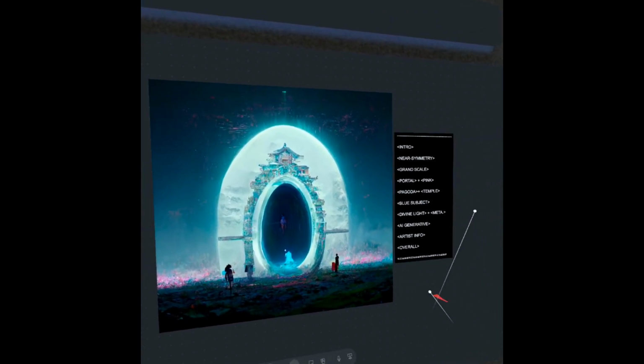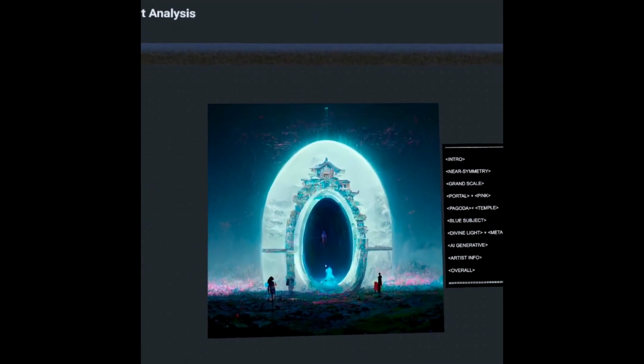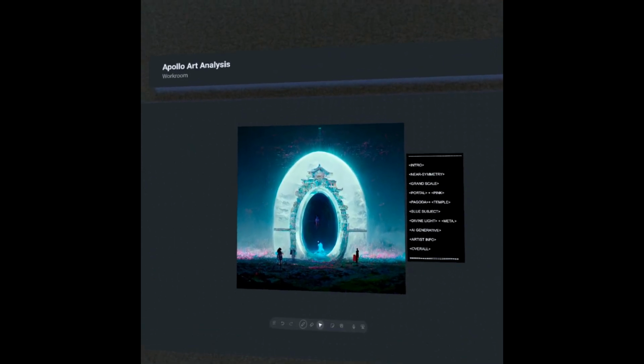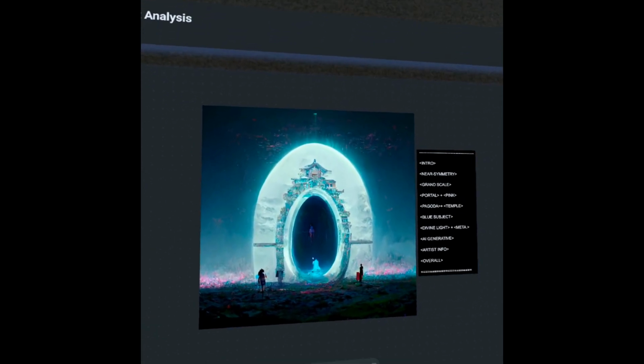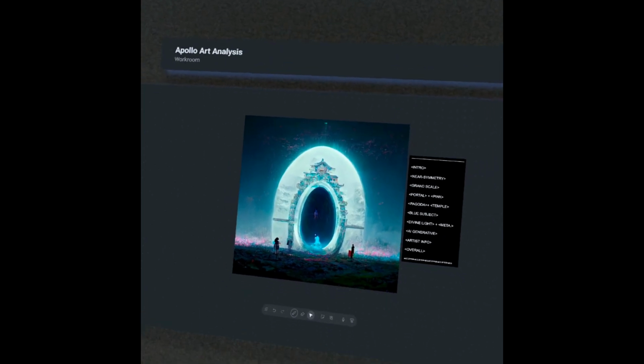Of course, the pagoda peaks our portal here, and it really does give that sense of the divine, as well as, say, looking at a temple that opens up into this portal here. So I think that's also really important to note.